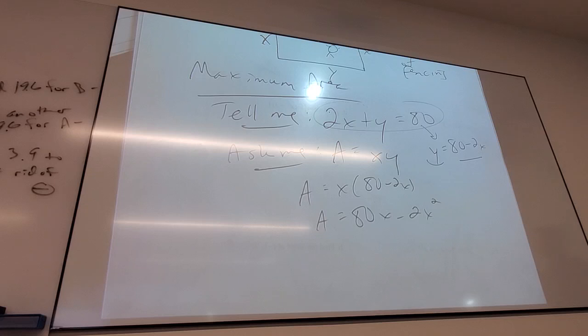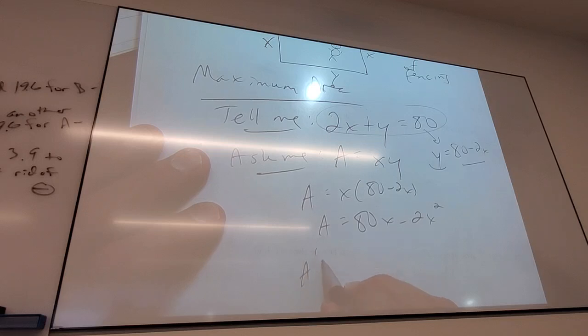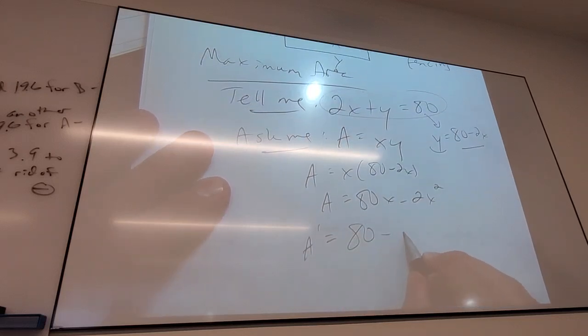So now we're finally going to do some calculus today, right? Is there going to be any calculus in this calculus lesson? So now I'm trying to find the maximum area, so what do I do? Derivative. Yeah, so what's the derivative? 80 minus 4x.